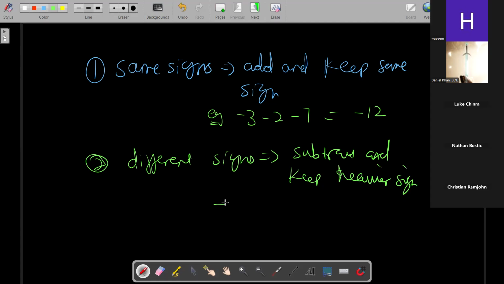Example, -10 plus 2. We have different signs clashing here. So we're going to find the difference. We're going to subtract and keep the sign of the bigger one, right? Or the heavier one. So in this case, we say 10 take away 2 is 8, and we keep the sign of the 10. So it's -8. Right? Nice.